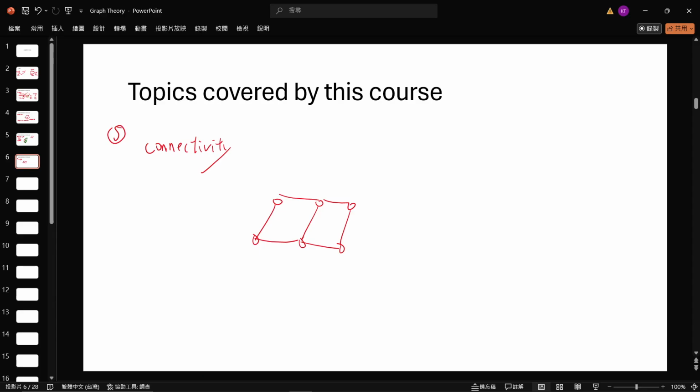So for this graph, you cannot separate it by removing just one vertex. But you can do this by removing 2. For example, if you remove these 2 vertices in the middle, then you get 1 edge here and 1 edge here, and they are separated. So for this graph, the connectivity is 2.